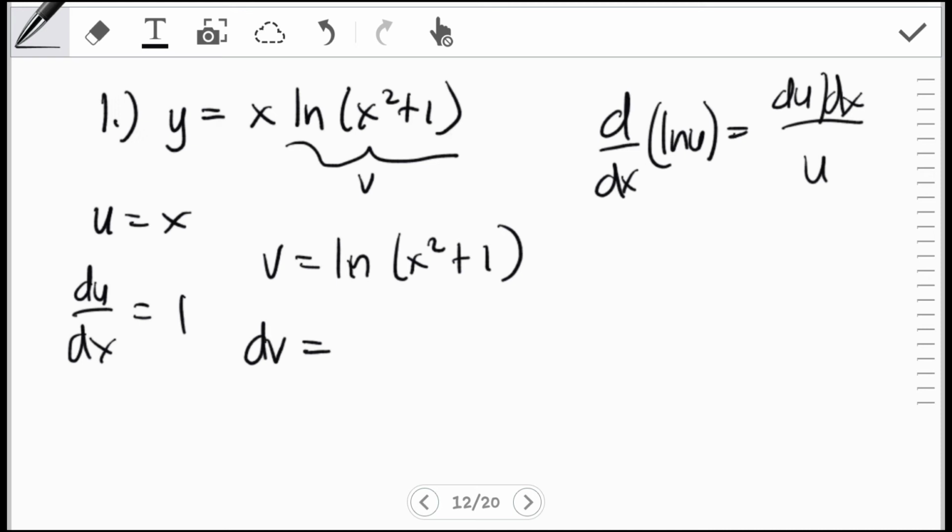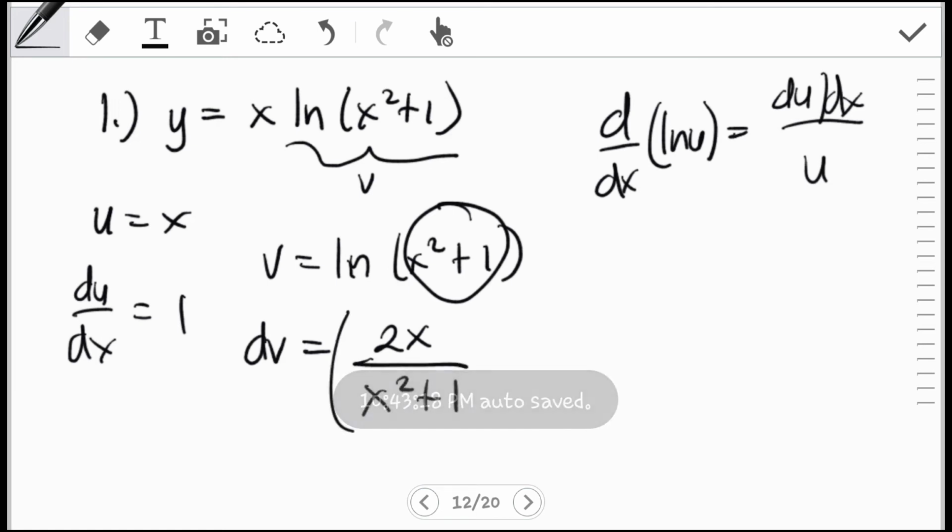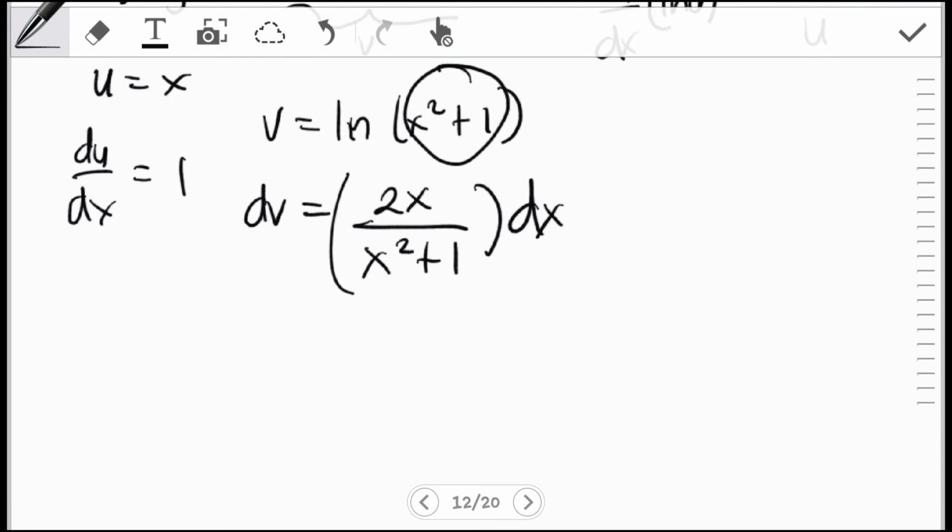So therefore, du over dx, so we derive this, that is 2x over x squared plus 1. So that is dv over dx. So therefore, dv over dx is equal to 2x over x squared plus 1.